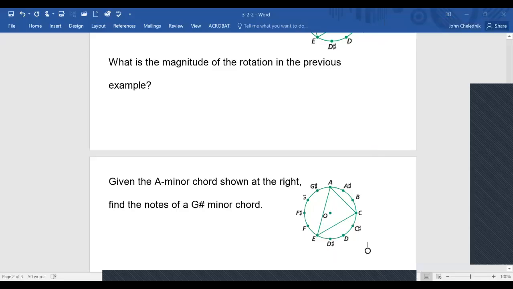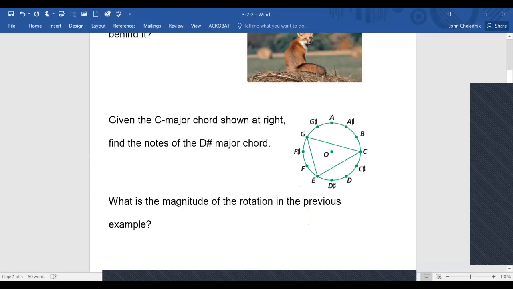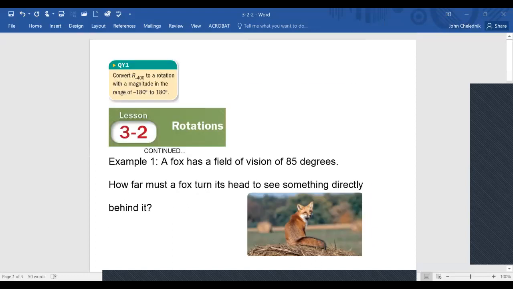Hello, I'm going to show you today how to do lesson 3.2, which is about rotations. All right, we'll call this a warm-up.